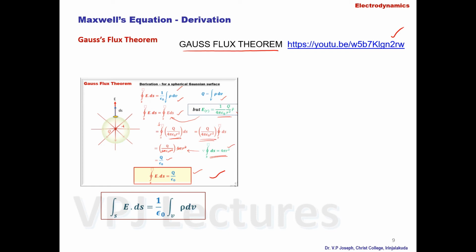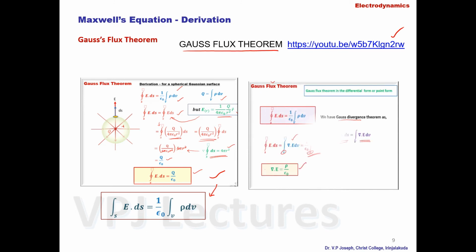So it shows that surface integral E dot ds is equal to q by epsilon 0, or the general form is surface integral E dot ds is equal to 1 by epsilon 0 volume integral rho dv, and that is the integral form of Gauss flux theorem. And the differential form also is available in the same YouTube video. And we observe this result: del dot E is equal to rho divided by epsilon 0.